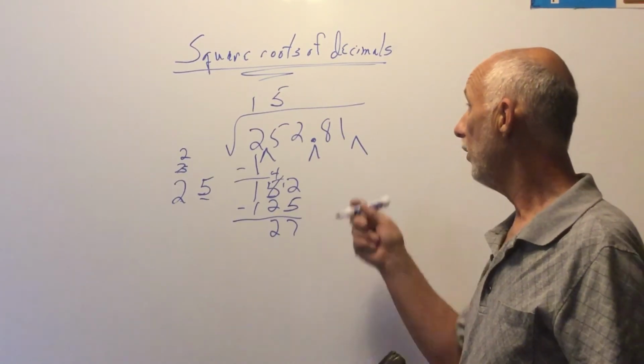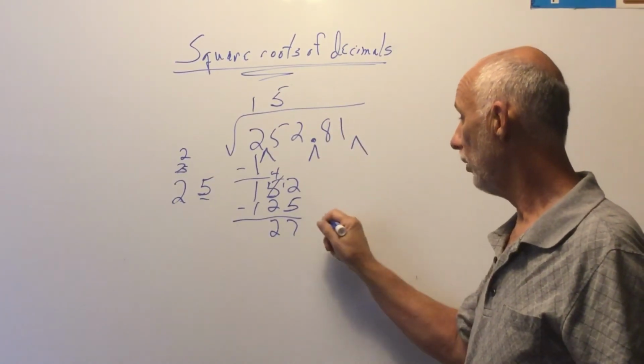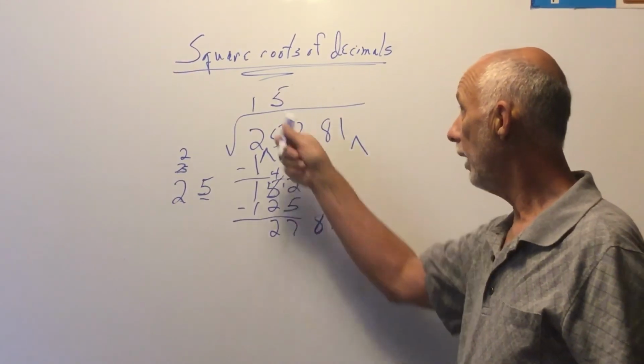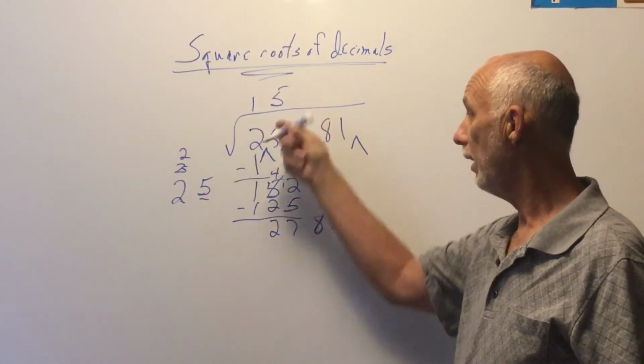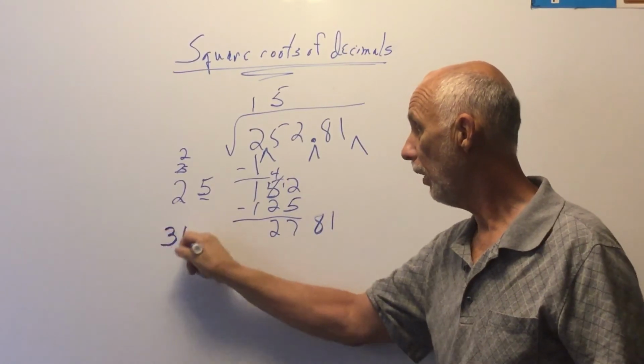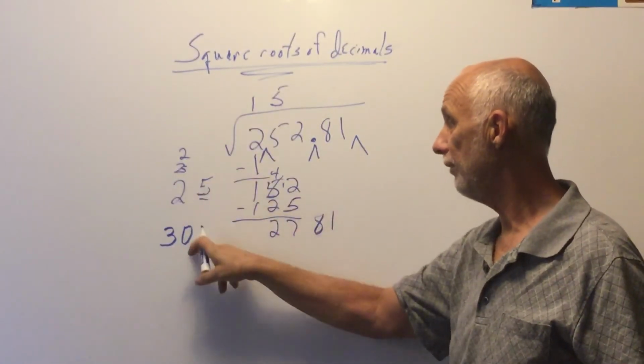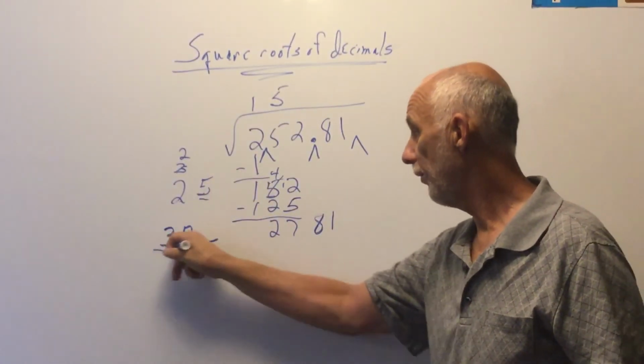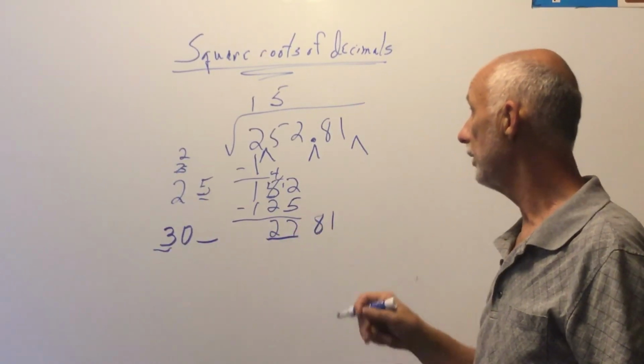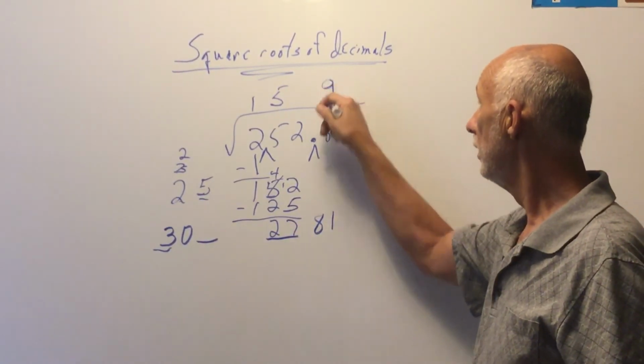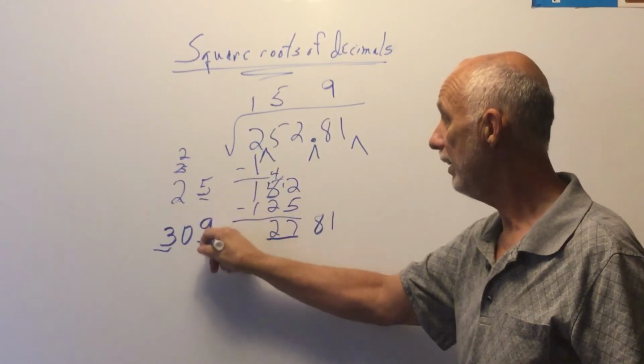Now you can drop down your next mark off, 81. Double the answer at the top. 15 doubled is 30. Or you could just add 5 to 25 is 30. Now divide 3 into 27 goes exactly 9 times. Put a 9 here and here.